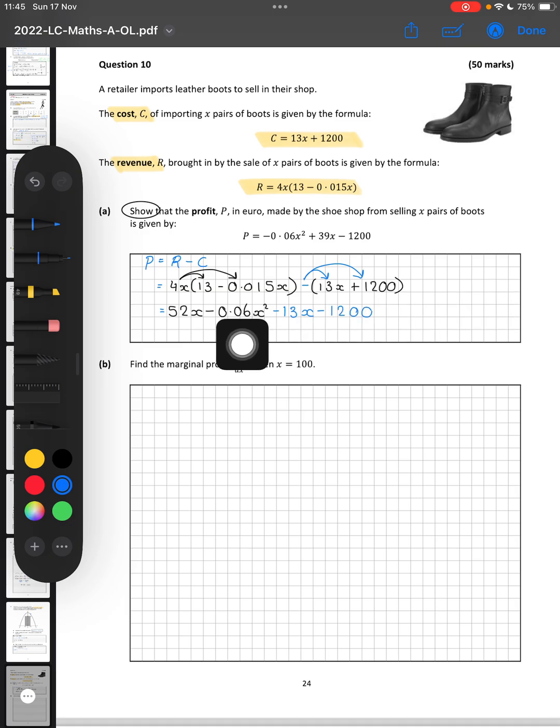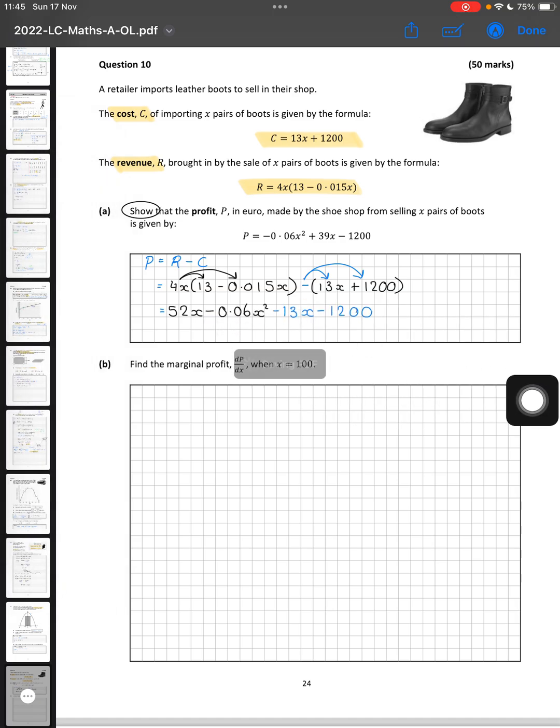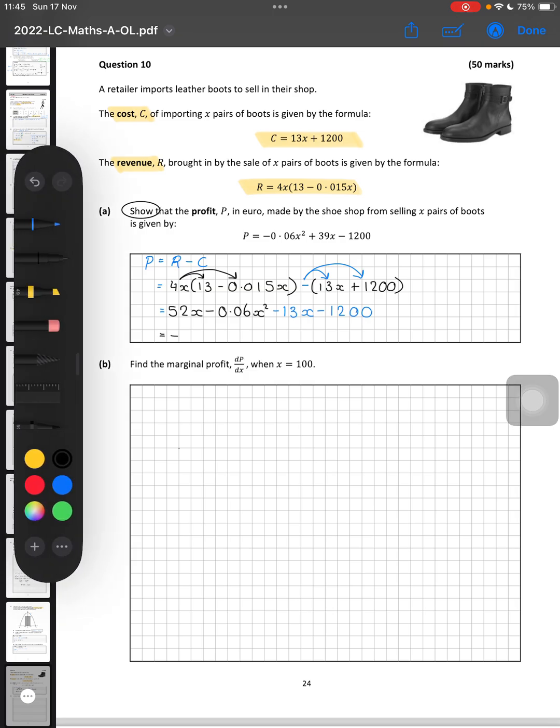So let's simplify this. We have a quadratic here. We have an x squared, which means I'm going to rearrange it to have my x squared part at the start. There's no like terms with my x squared. It's just 0.06x squared. Then I have like terms here. I have a 52x and a minus 13x. So that's going to give me plus 39x. And then my minus 1200 doesn't have any like terms. So that is what I get for my profit.